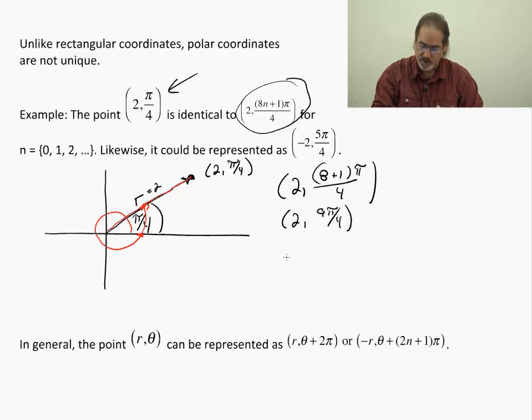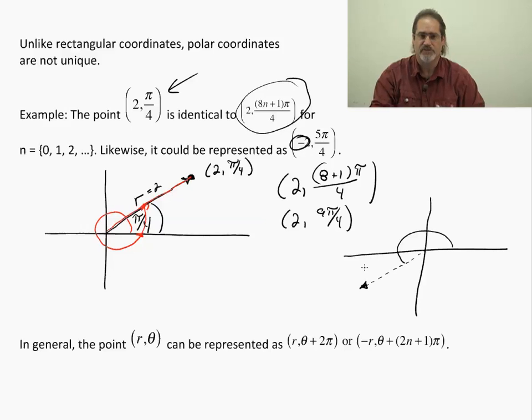But this is also saying I could represent this as negative 2 and 5 pi over 4. So let me start over here. So if I go 5 pi over 4, here's 0, I'm going to come around, that's 5 pi over 4. But now it's saying I can represent the distance as a directed distance, negative 2. Well, rather than going 2 in this direction, I'm going to go negative 2, which means I'm going to go the opposite direction that I'm pointing. See, this 5 pi over 4, you would think I'm pointing in this direction, but because of the negative 2, I'm going to go the opposite direction, and there I am again at that same point.